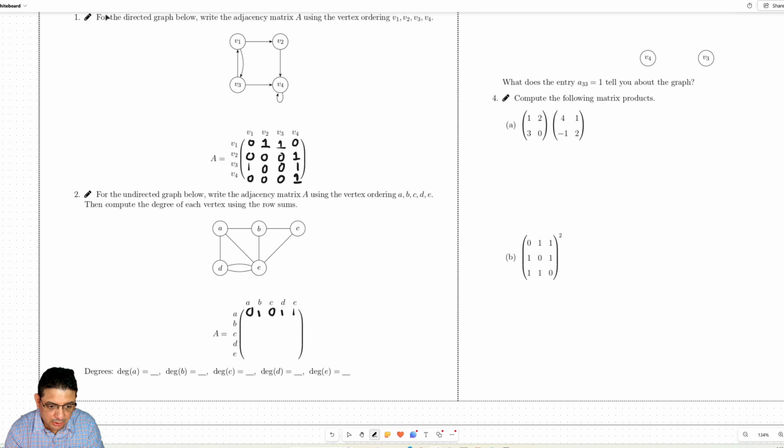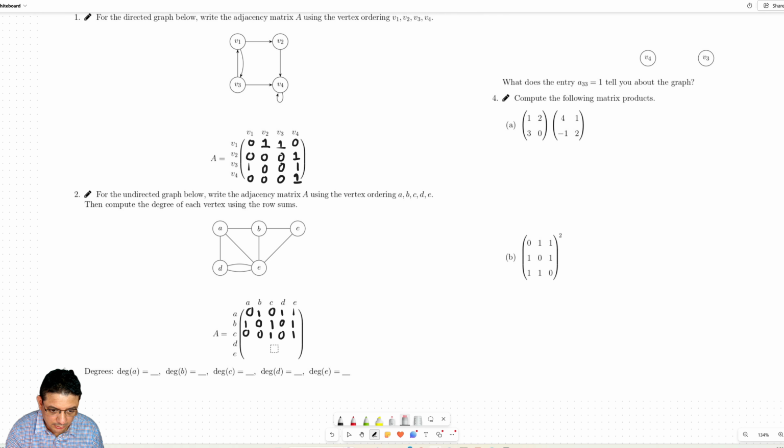From B goes to A. B doesn't go to itself. B goes to C. B doesn't go to D, but B goes to E. Now C goes to B and C goes to E. So C and E, and we don't have anything else. So not to C. Goes to B and to E.